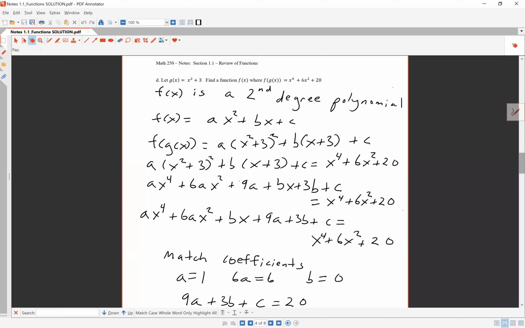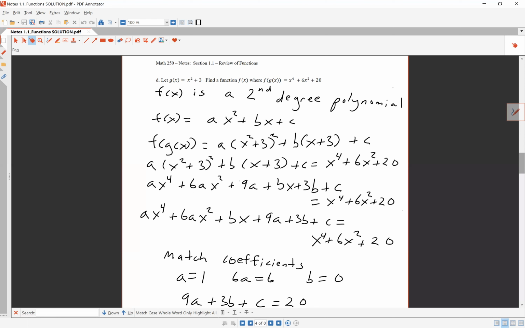Wherever you see x, you substitute the function g of x, or x squared plus 3. So f of g of x is a times x squared plus 3 quantity squared, plus b times x squared plus 3, plus c, and that's going to be equal to x to the 4th plus 6x squared plus 20. Now you expand, and what you get on the left side is ax to the 4th plus 6ax squared plus 9a plus bx squared plus 3b plus c, and that's equal to x to the 4th plus 6x squared plus 20.